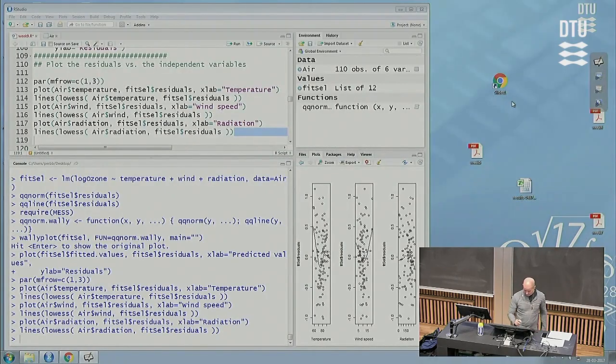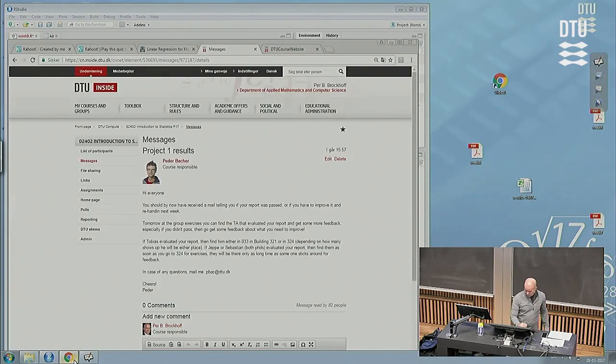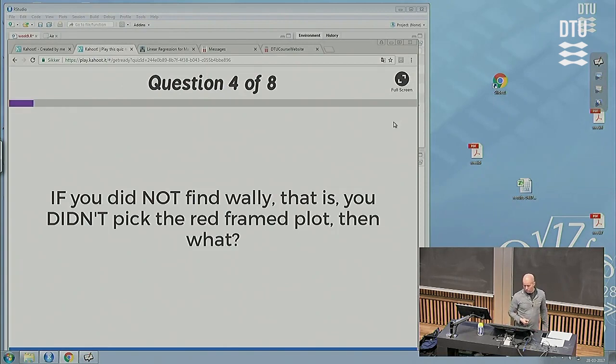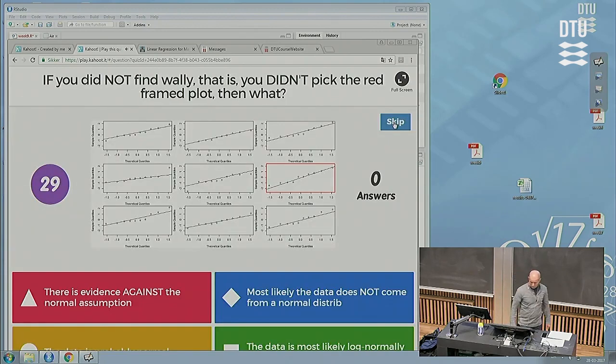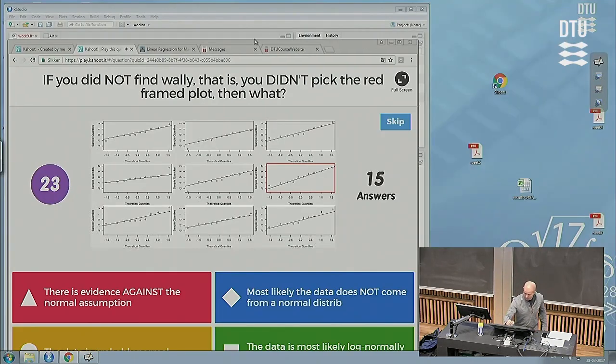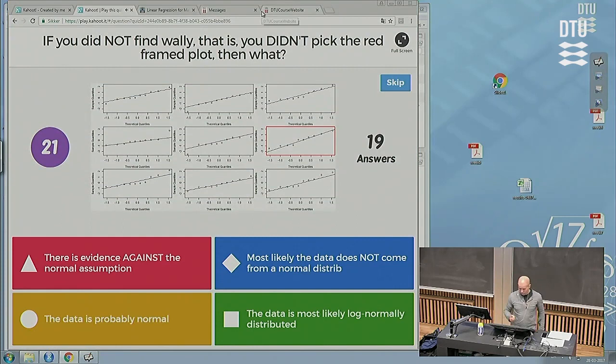But we also have a game to play. Just a check question. Easy for you now. And hopefully also easy for me. Full screen, sorry. Whoops. Whoa, not the right full screen. Here we go.